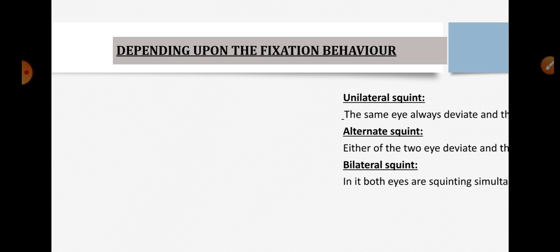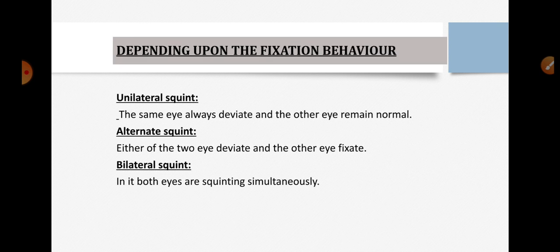Now depending upon the fixation behavior, unilateral squint, if squint is present in one eye, that is unilateral. Alternate squint, if squint is present in two eyes alternately, that means one eye is normal, the other eye is deviating. After some time the deviated eye is normal, then the other eye deviates alternately, that means alternate squint. Bilateral squint, in it both eyes are squinting simultaneously, that means squint is present in both eyes at the same time, that is bilateral squint.